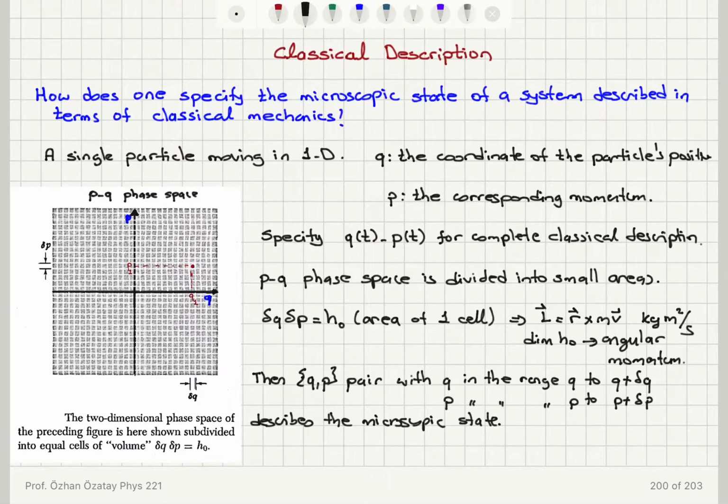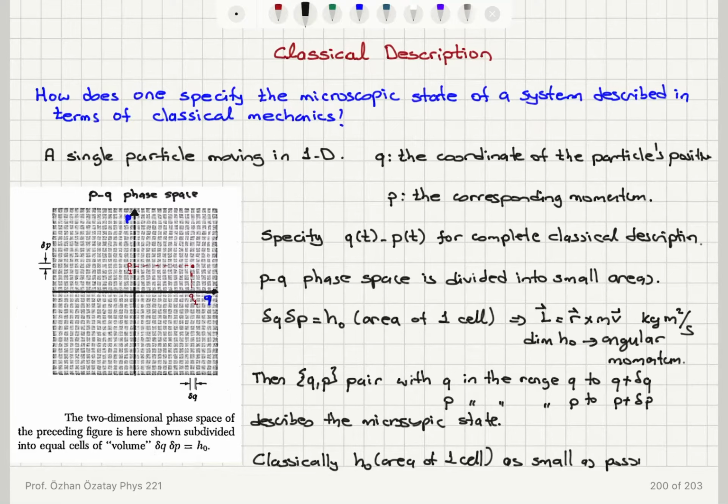Now, is there any restriction on how small h0 can be, or how precisely I know the values of Q and P? The answer is no. So classically, I can have h0, the area of one cell, as small as possible.